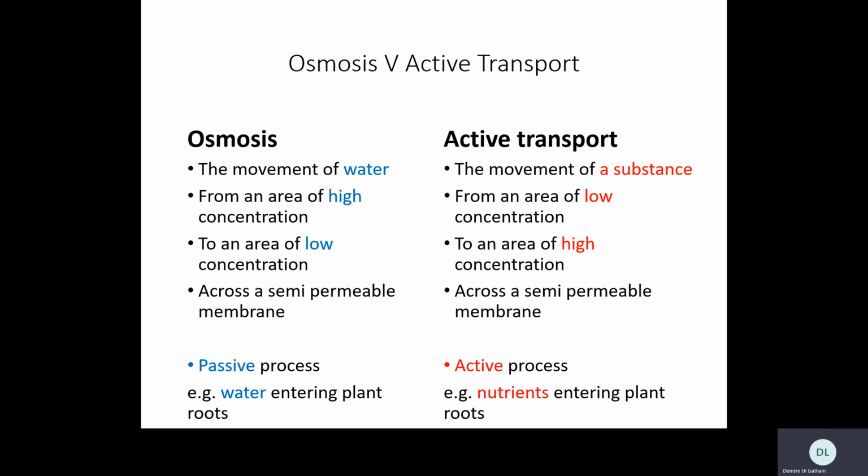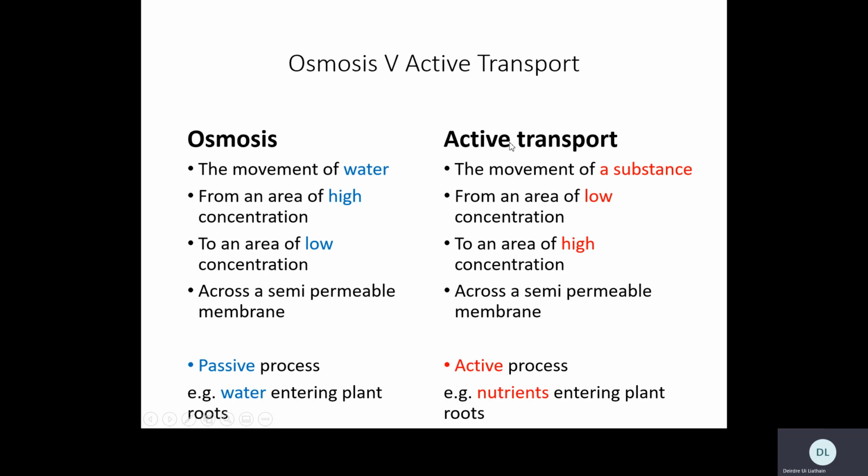We also said that that process didn't require energy, because it's quite easy for water to go from a place where there's loads of water to an area where there's less water. So it happens quite naturally. And the technical term for that is that it's a passive process, meaning it'll happen naturally. You don't have to use energy to make it happen. And our example of that was the water entering the roots. Now, though, what about the nutrients? Well, the nutrients go into the roots by a process called active transport.